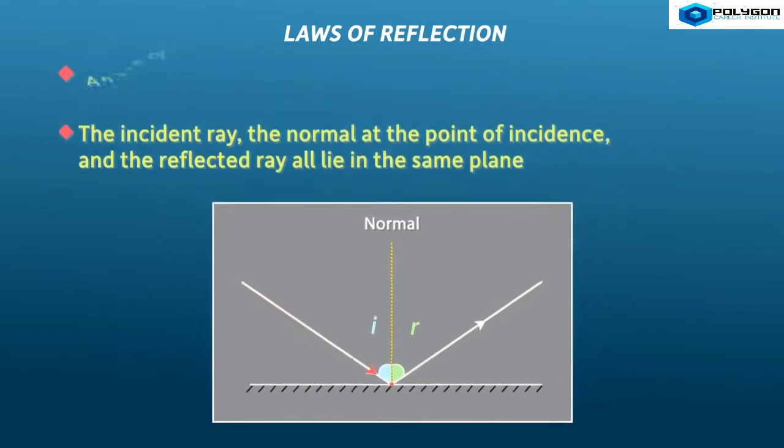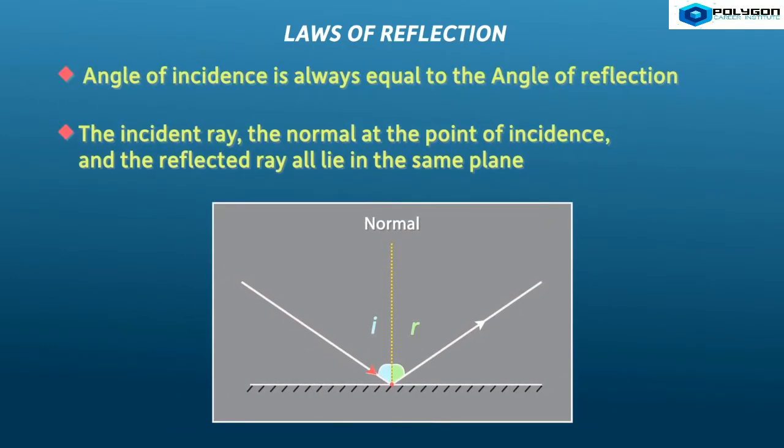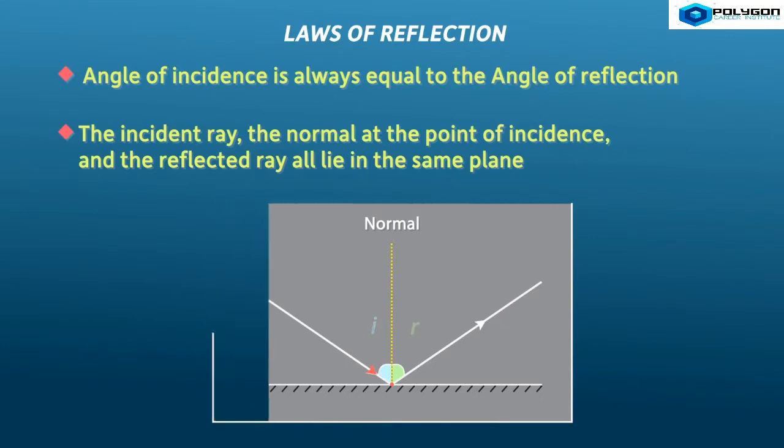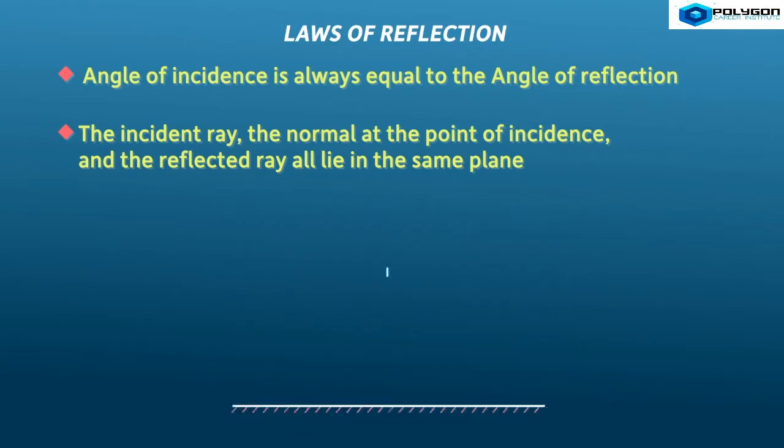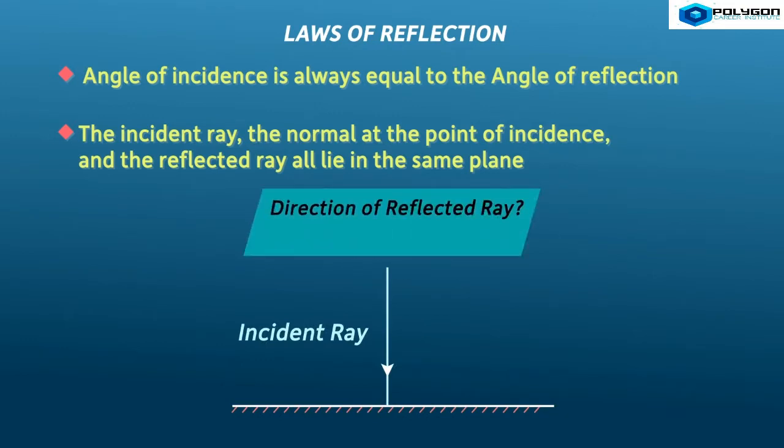Every light ray obeys these two laws. Yes, no matter which direction the light ray is incident in, the reflected ray will travel in such a direction that the laws of reflection are satisfied. Okay, here's a question for you now. If a light ray is incident perpendicular to the surface of the mirror, then in which direction will the reflected ray travel? What will be the angle of reflection in this case? Pause the video and give it a thought.